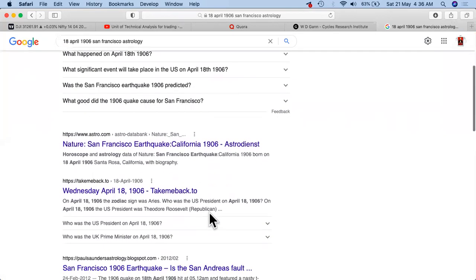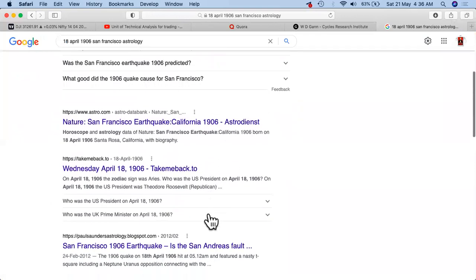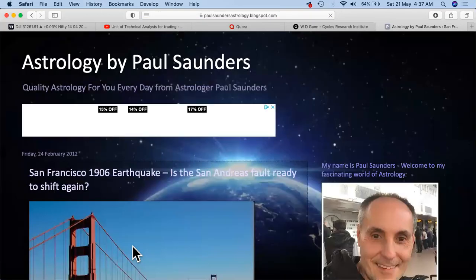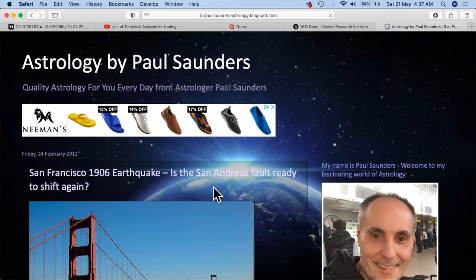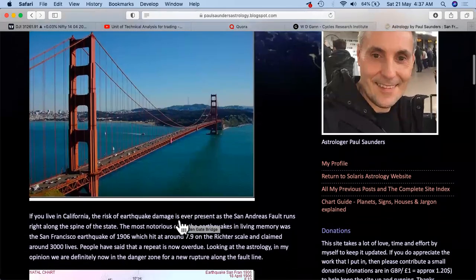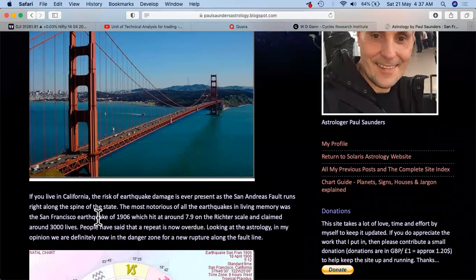Okay, we don't have to go for that. It featured a nasty square, including Neptune Uranus opposition. Okay, what is this Neptune Uranus opposition? Let's try to find that so that we will be able to get some details. Is the San Andreas fault ready to shift again? If you live in California, the risk of earthquake damage is ever present, as the San Andreas fault runs right along the spine of the state.